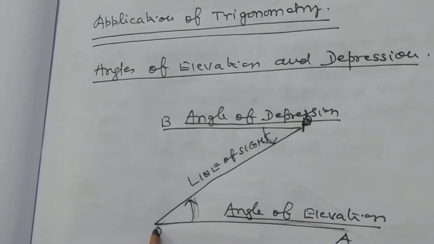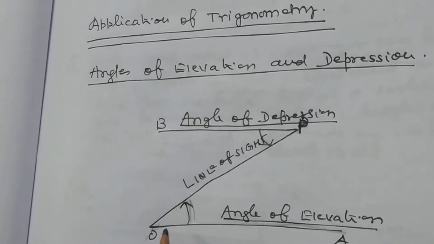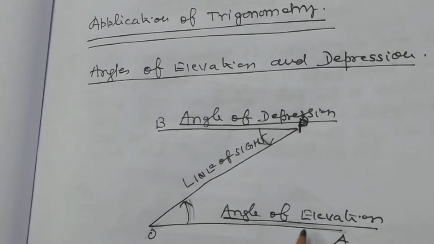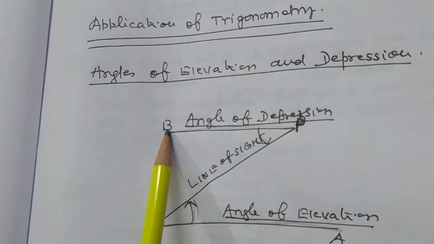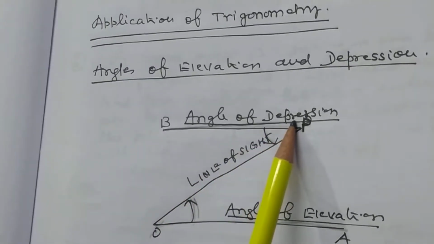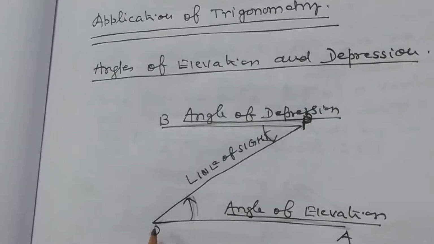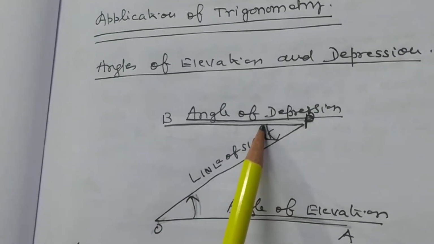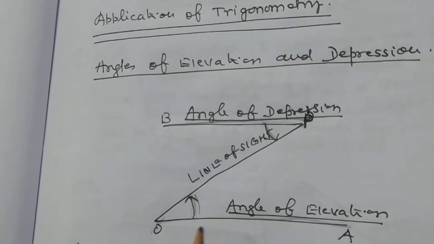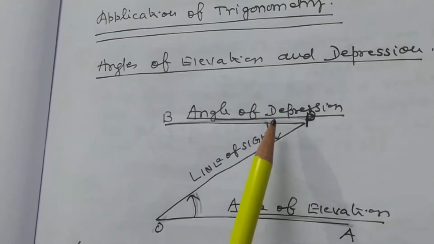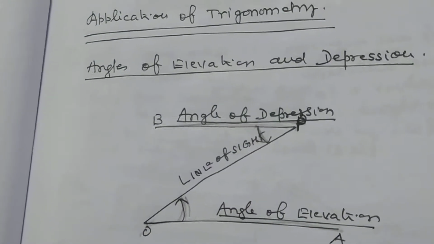observer and O is the object, then we draw a line parallel to the horizontal, this OB, and try to keep in your mind, P is here the observer and O is the object. Then this angle is known as the angle of depression. And OA and PB are parallel, so angle of elevation is equal to angle of depression.